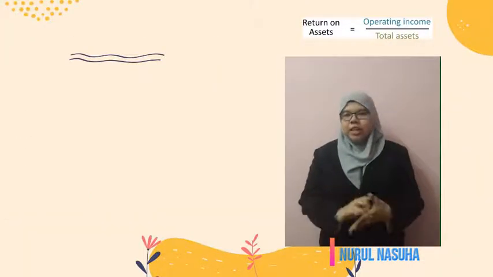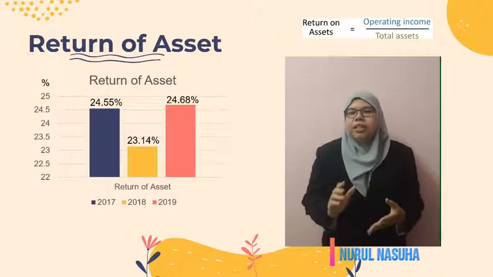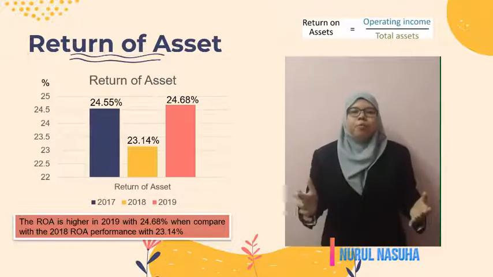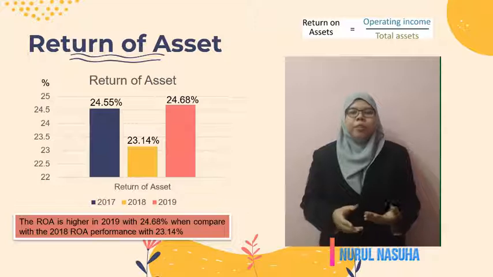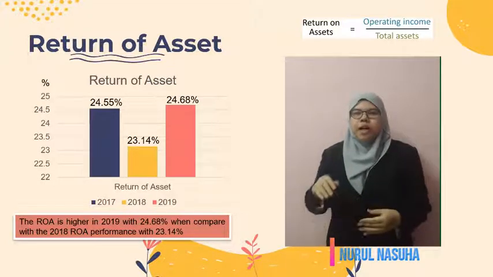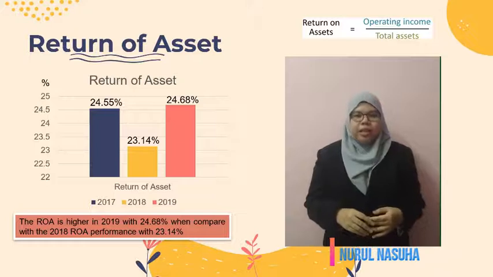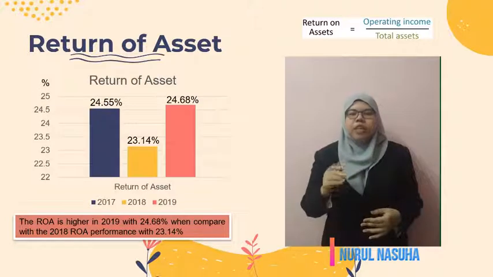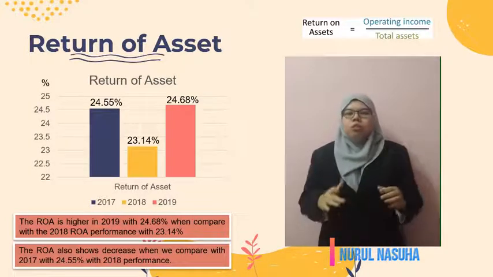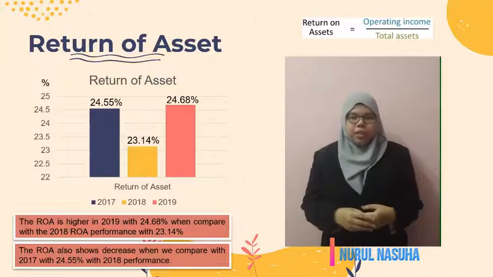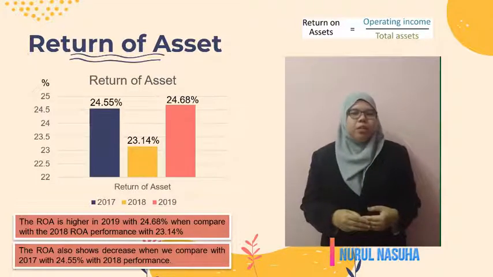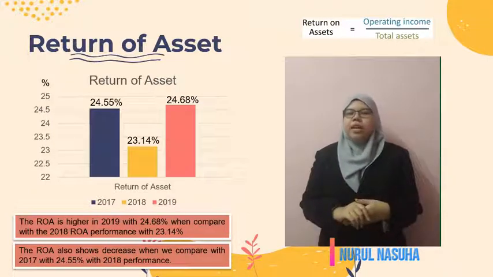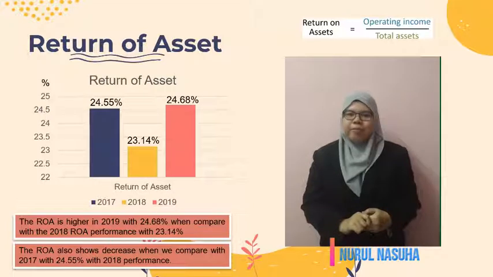I will continue to analyze with return on asset or ROA. The ROA is higher in 2019 with 24.68% when we compare with 2018 ROA performance with 23.14%, mainly due to the lower expenses recorded in 2019, resulting in the net profit of the group increasing and being much better in 2019 when we compare with 2018 net profit. The ROA also showed a decrease when we compare 2017 with 24.55% with the 2018 year performance because of the excess of total asset that was not fully utilized in 2018.